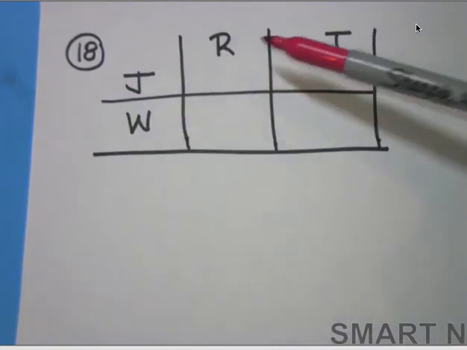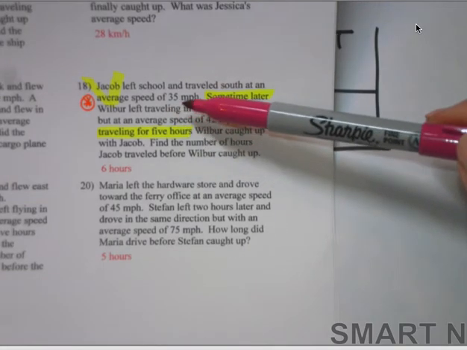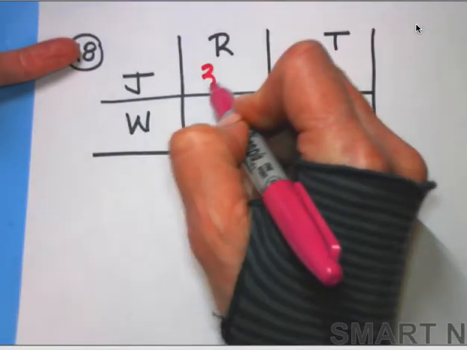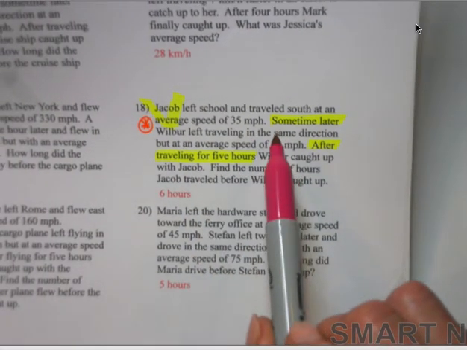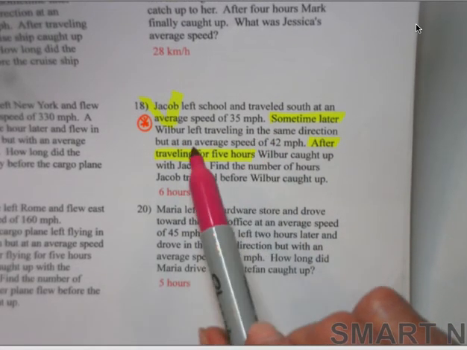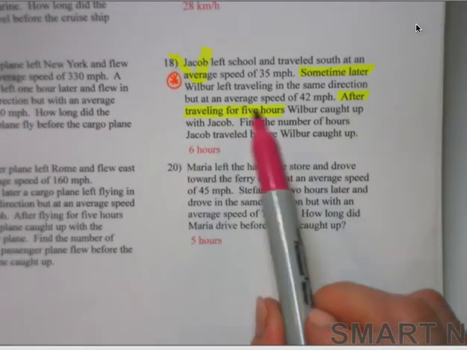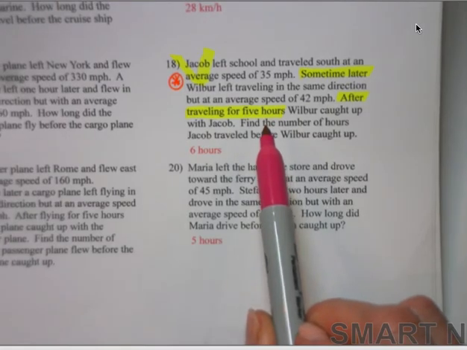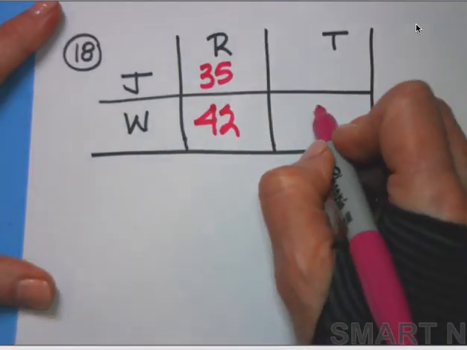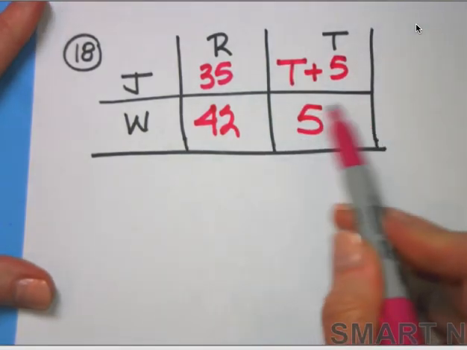J and W, rate and time, and as I read the problem, Jacob left school, traveled south at an average speed of 35 miles per hour, so I'm going to go ahead and fill in 35 in his rate column. Sometime later, so that really doesn't tell me much, sometime later, Wilbur left, traveling in the same direction, but his speed is 42, so I can go ahead and fill that part in the chart. And as I continue reading, after traveling for 5 hours, Wilbur catches up with Jacob. So I know that he's traveling for 5 hours. Jacob's been traveling for an unknown time before Wilbur leaves, plus the 5 hours that Wilbur's been traveling.